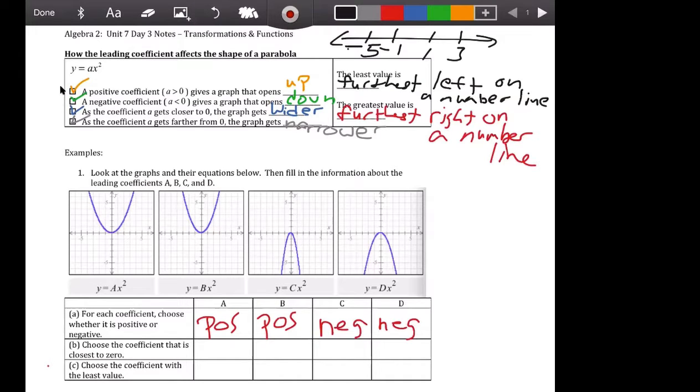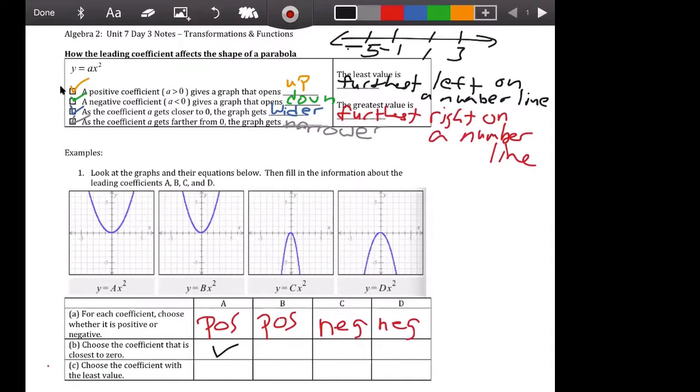Okay, well, I think that you can see just by looking at these that this one is the widest of your graphs. So that would be the A graph, okay, graph A. Now it says choose the coefficient with the least value.